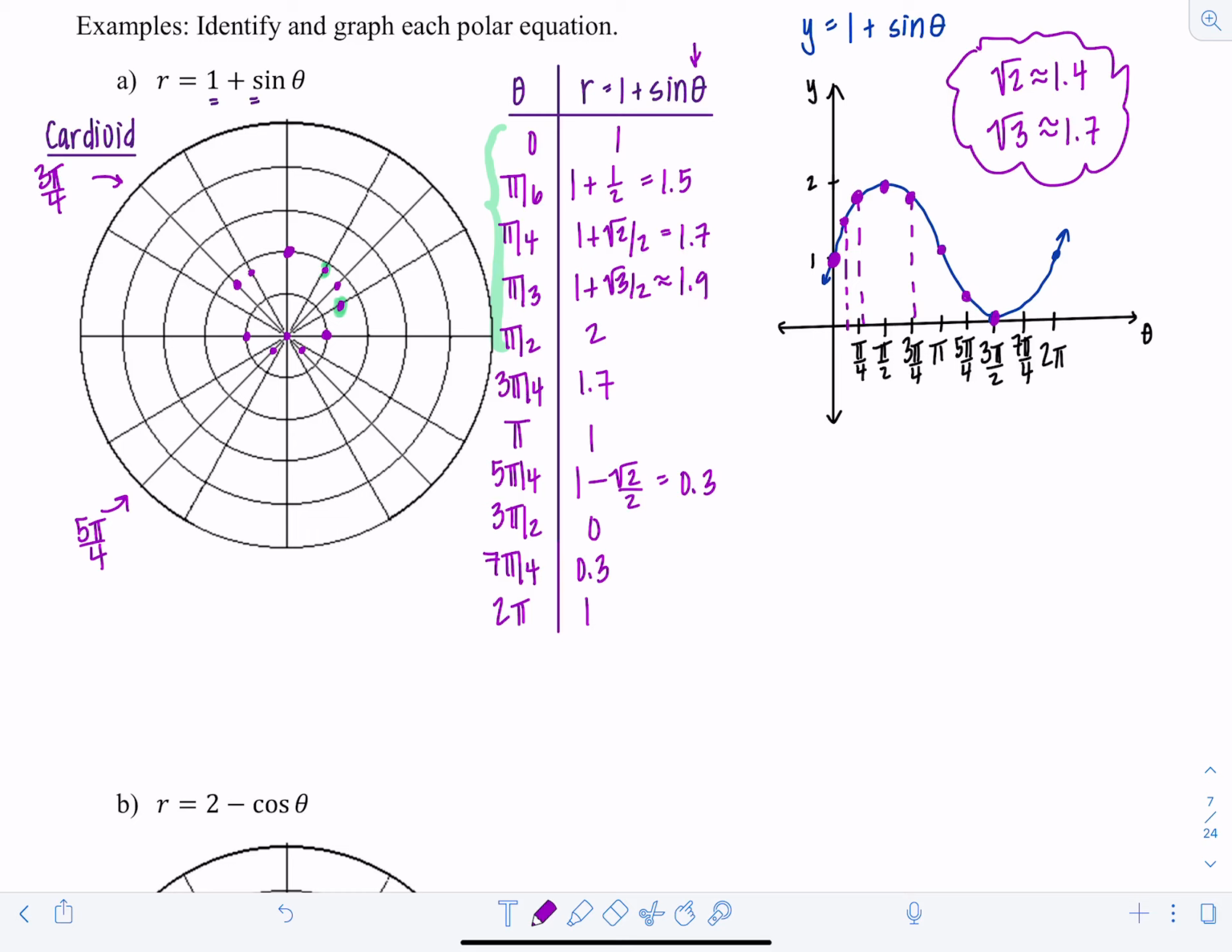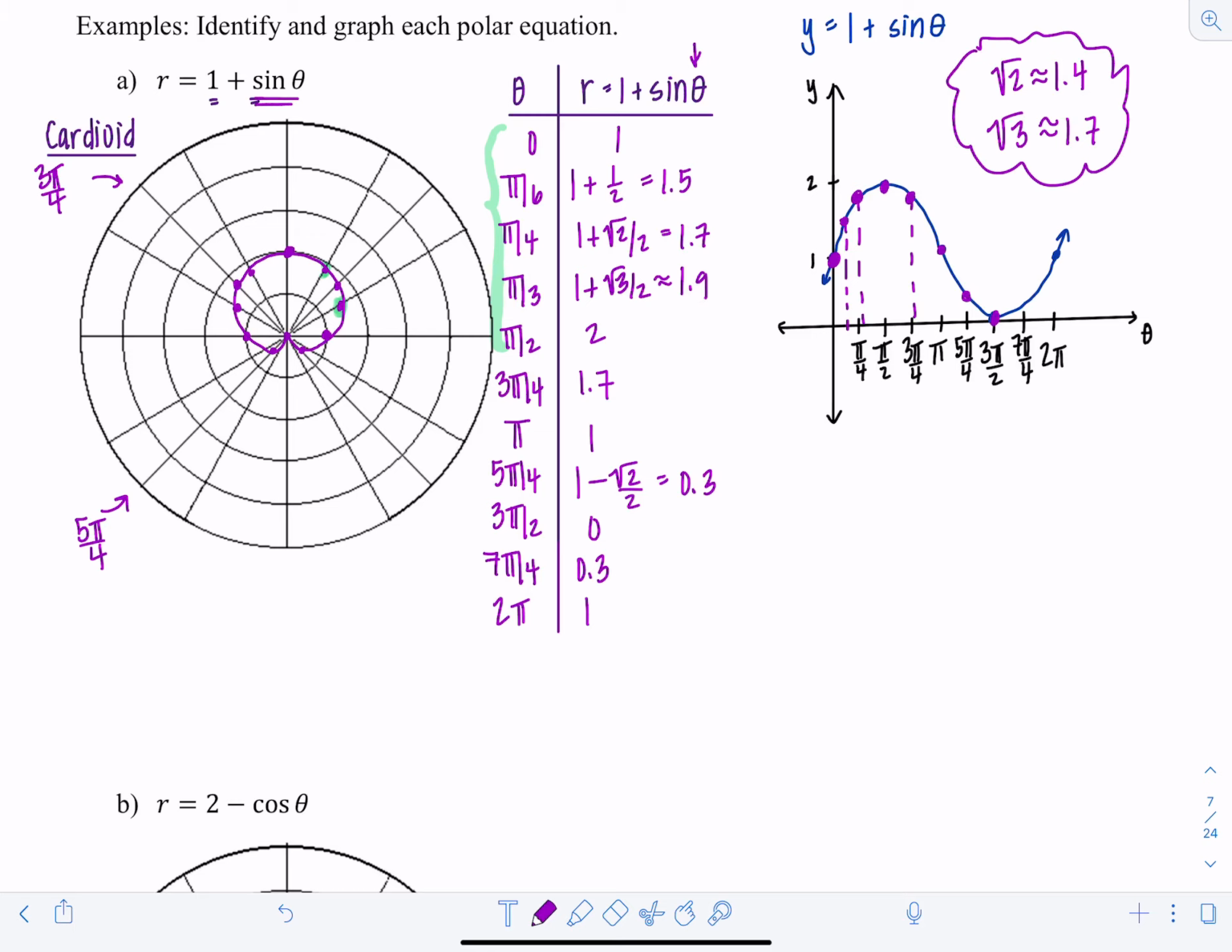I just didn't substitute all those values in the table, but if I want a more complete graph, I could add those in. And then here's our cardioid. You see the little dimple? It looks like a heart, sort of, upside down. And it's centered on the y-axis, which makes sense because there's a sine theta in here. Okay?